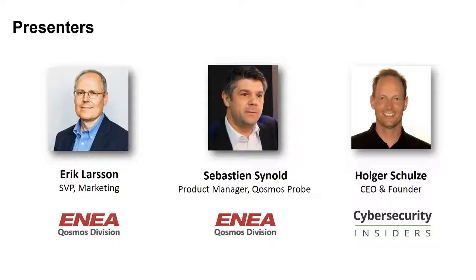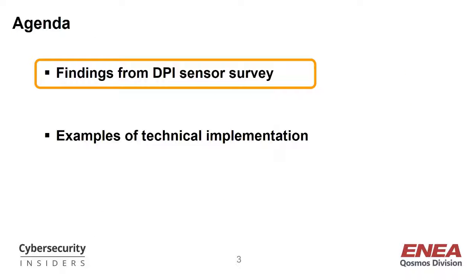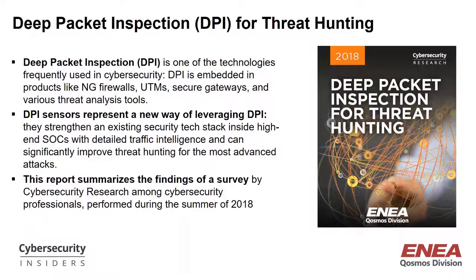Now, let's take a quick look at today's agenda. First, we'll review the key findings of the recent research report on deep packet inspection for threat hunting, produced by Cybersecurity Insiders and commissioned by ENIA. After reviewing the state of deep packet inspection for threat hunting, we will dive deeper into some examples and how to implement deep packet inspection. But before we get started, let's talk a little bit about what is deep packet inspection and what is that research report that I mentioned just a minute ago.